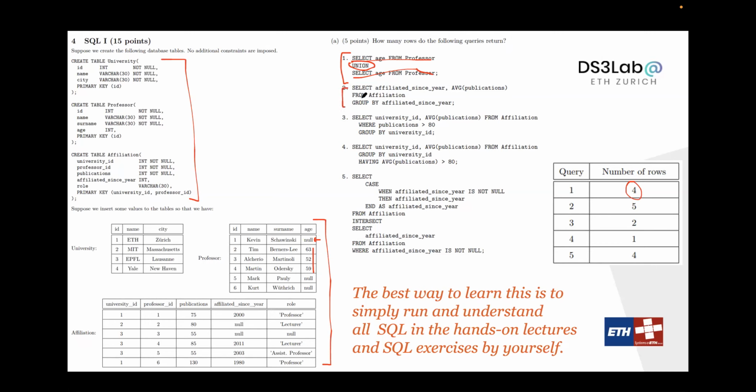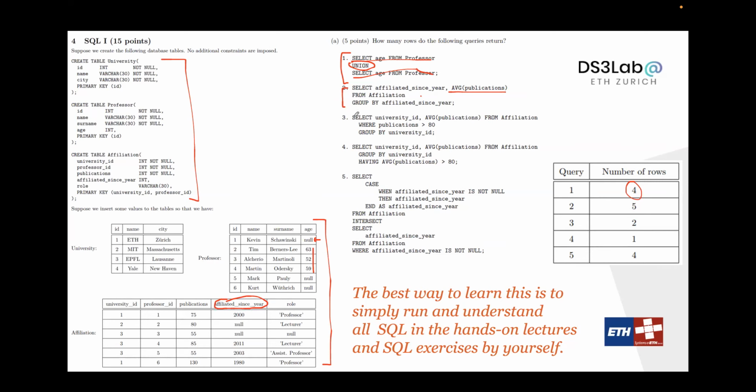If you look at the second query, what we are going to say is, let's select from the affiliation relation, the big one. I group by affiliated since year, I group by this attribute, and for each group, I compute the average publications, for example. So the core thing we are trying to test is how group by interacts with the null state.